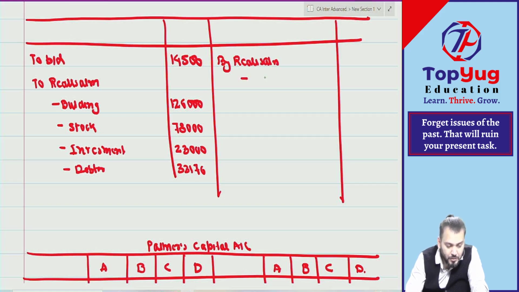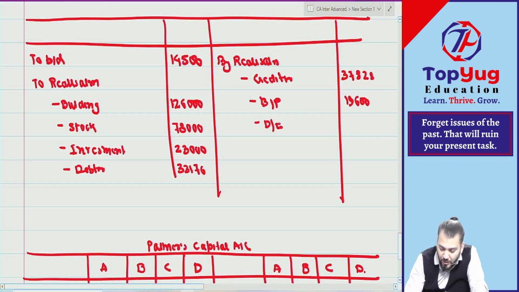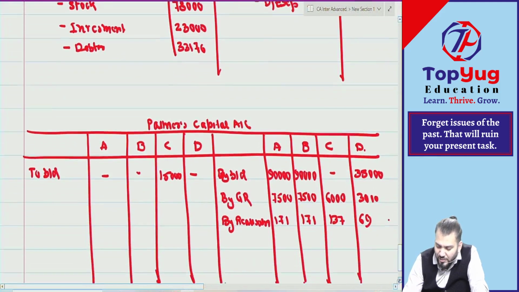बताओ. Creditor how much? 37,828. Bills payable how much? 19,600. Dissolution expense how much? 4,900. Then one point will go to C's also.